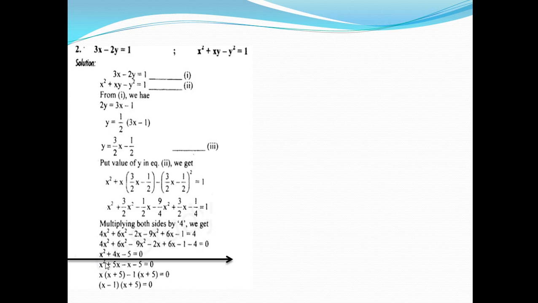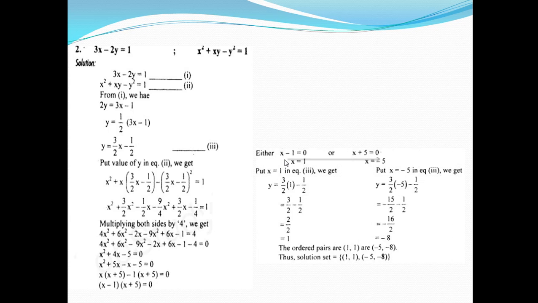This equation is solved by the factorization middle term method: x square plus 5x minus x minus 5 is equal to 0. First pair is x square plus 5x, take the common x, so x into x plus 5, and minus 1 is common, then we get x plus 5. x plus 5 is common, then the remaining value is x minus 1 is equal to 0. Either x minus 1 is equal to 0 or x plus 5 is 0.